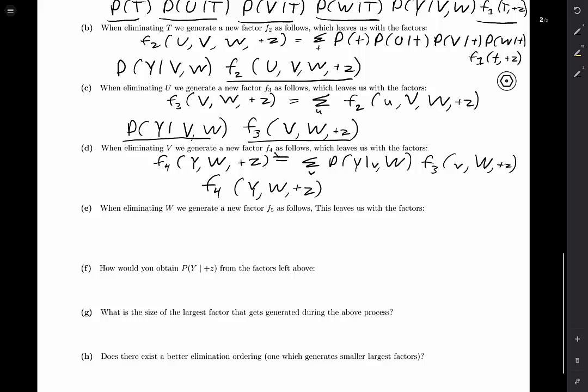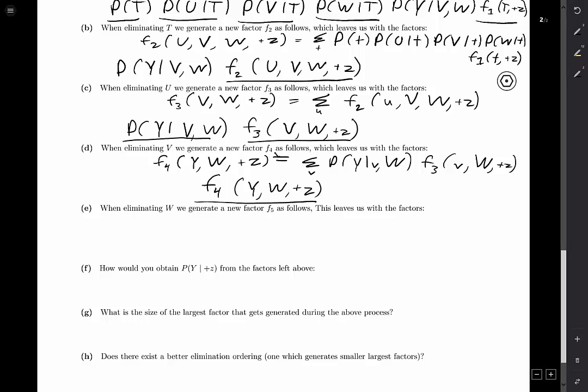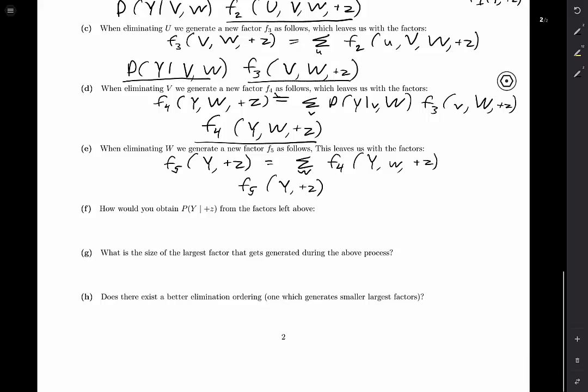And now we eliminate w. There's only one factor and it does involve w. So we get f5 of y comma plus z equals the sum over w of f4 of y comma w comma plus z. And that just leaves us with the factor f5 of y comma plus c. Cool. Okay, so now we've actually done variable elimination.